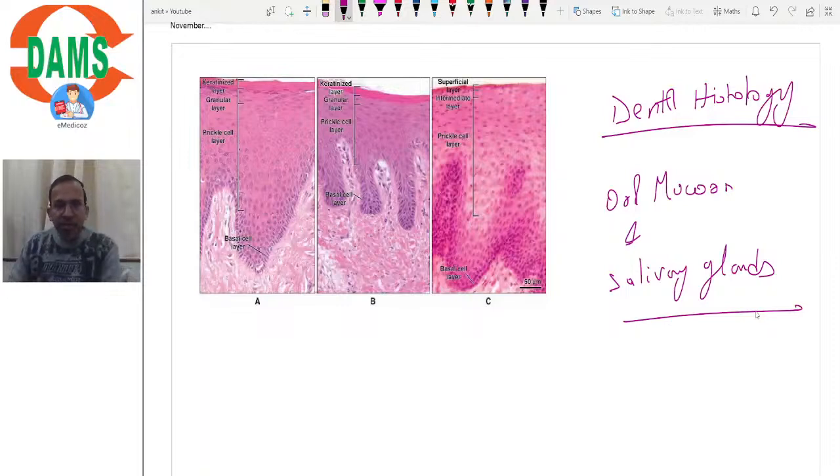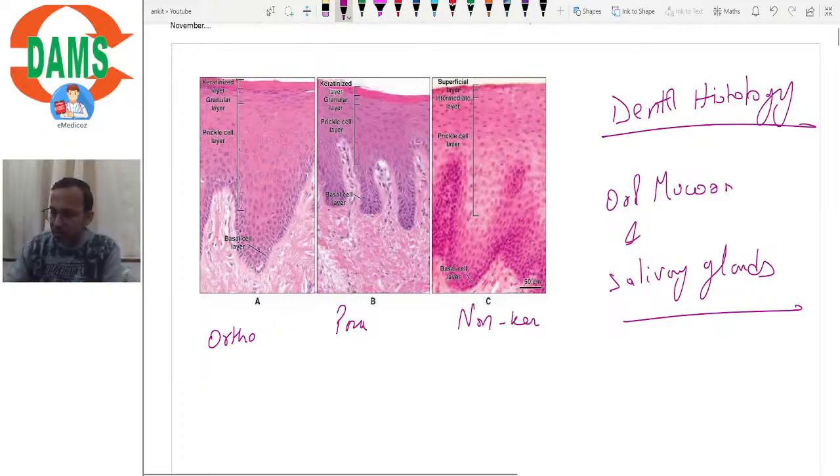So let's start with this first slide. In this first slide, we can see the three different types of oral mucosa, right? Orthokeratinized, parakeratinized, and non-keratinized. So these are the three different types of oral mucosa.